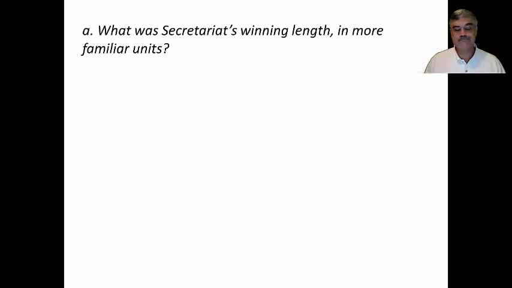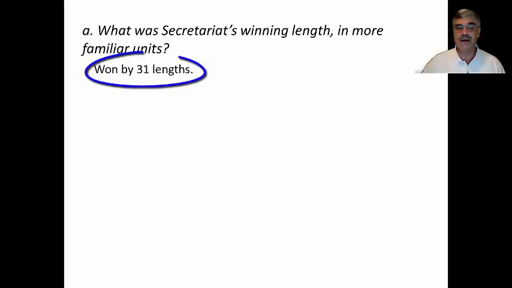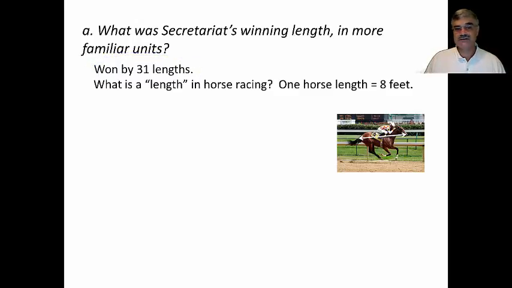Well, as you can see, Secretariat left them in the dust. Okay. On the tape, you heard the announcer say that Secretariat was winning by 25 lengths. Actually, when they went back and reviewed the tape, they found that he won by 31 lengths. 31 lengths. Well, this raises the question, what is a length?